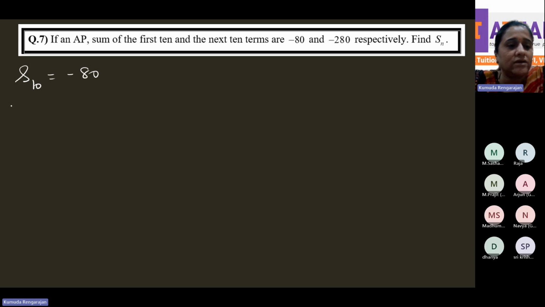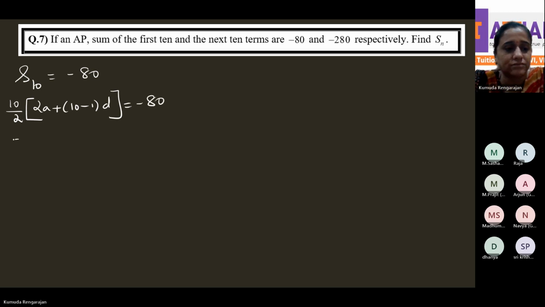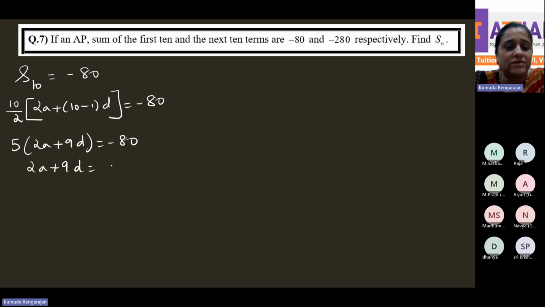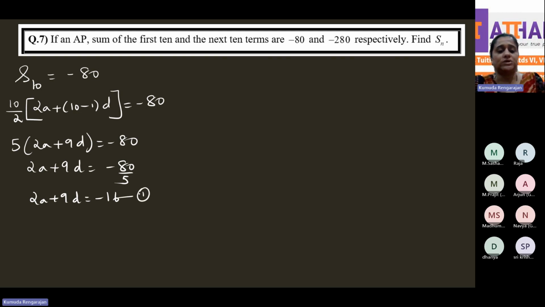So from this we get n by 2, 10 by 2 of 2a plus 10 minus 1 into d, is equal to minus 80. 5 into 2a plus 9d is equal to minus 80. 2a plus 9d is equal to minus 80 by 5. 2a plus 9d is equal to minus 16. So this is the first equation.